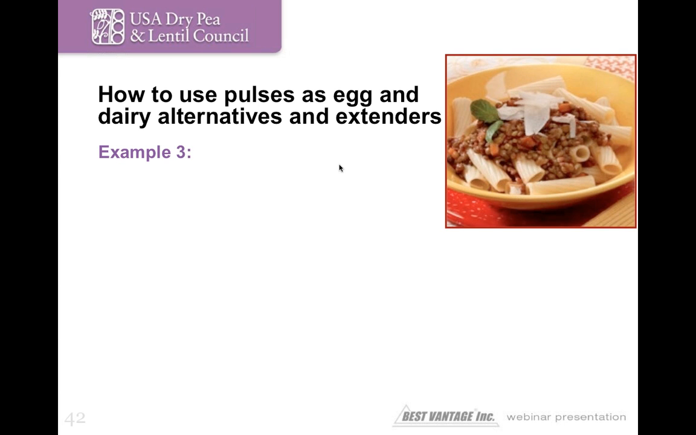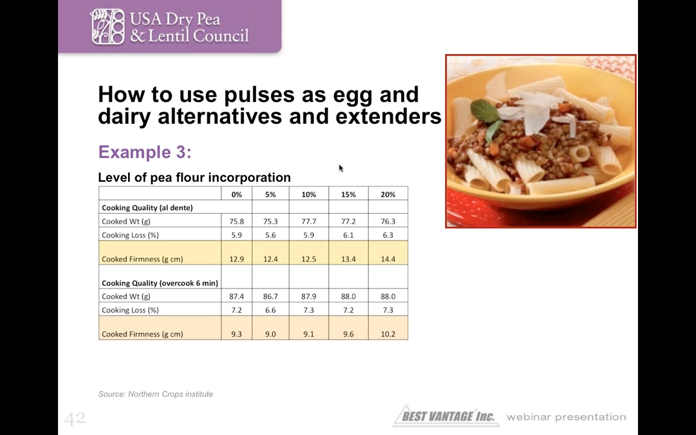Looking at a third example, pasta, and we presented some of this information in our last webinar. If we look at the level of pea flour incorporation into pasta from 0 to 20%, we find that the al dente cooking quality and weight and cooking loss was very, very good, as well as was the firmness in pastas proportionate to increasing amounts of pea flour incorporation.